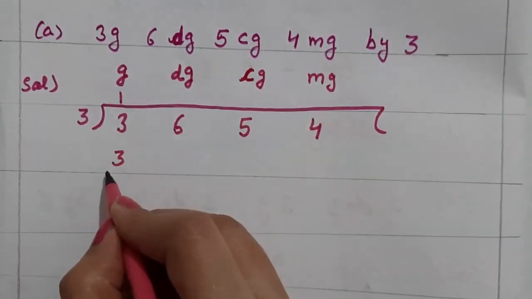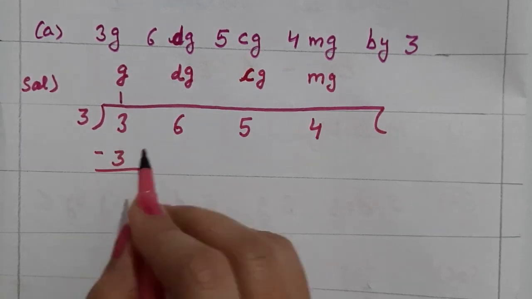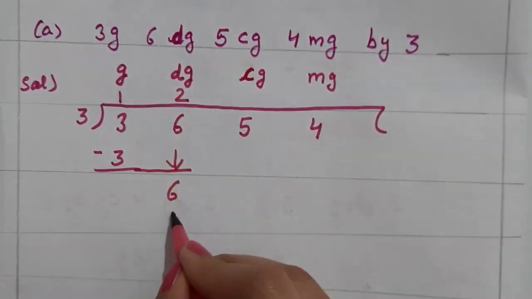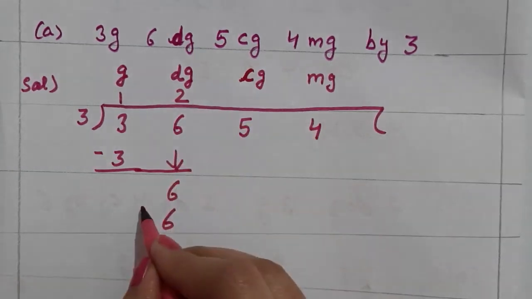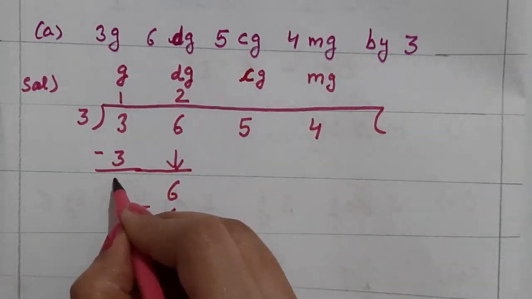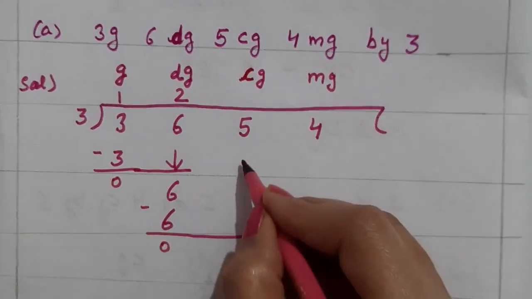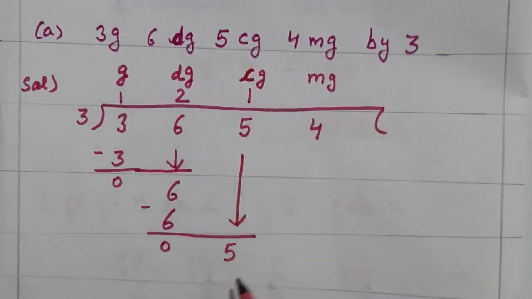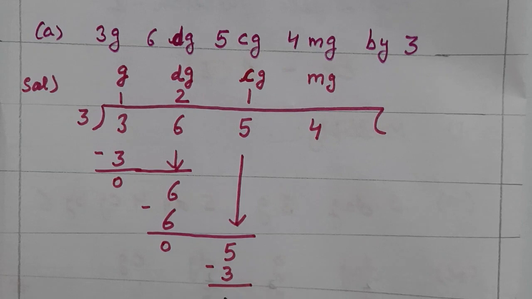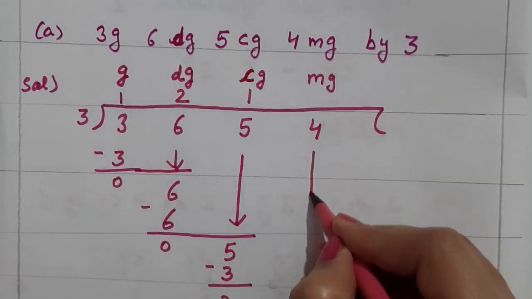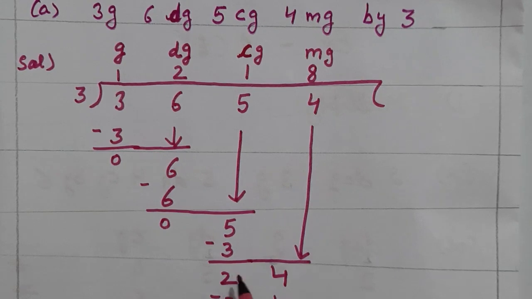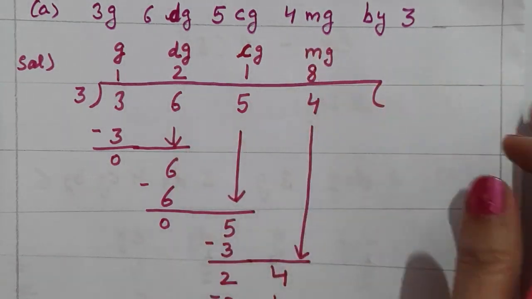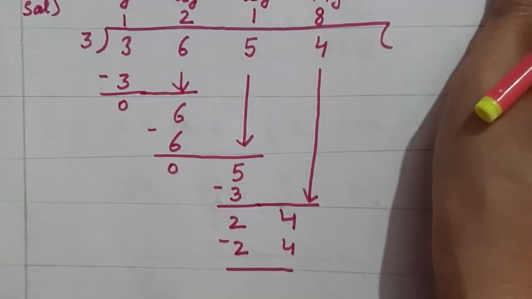3 ones are 3. 3 minus 3, 0. Now consider the next digit. 3 twos are 6. 2 decigram. 6 minus 6, if we are putting 0 it's okay. If no, that is also okay. Now consider the next digit, 5. 3 ones are 3. 5 minus 3, 2. Take the next digit, 4. Okay. Then 3 8s are 24.